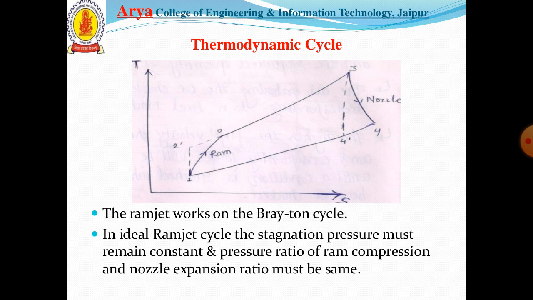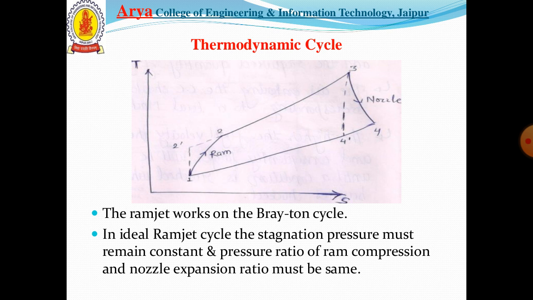Now, the thermodynamic cycle of the engine. 1, 2, 3 and 4 dash is the theoretical cycle, and 1, 2, 3 and 4 is the actual cycle of the engine. The ramjet works on the Brayton cycle.